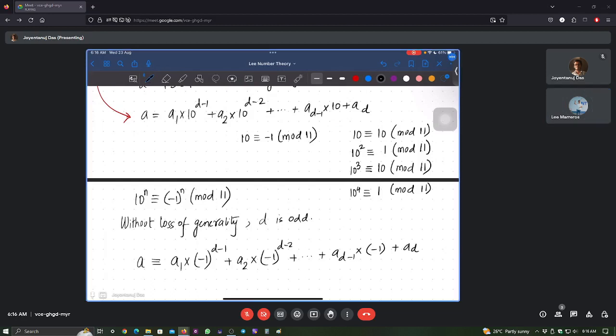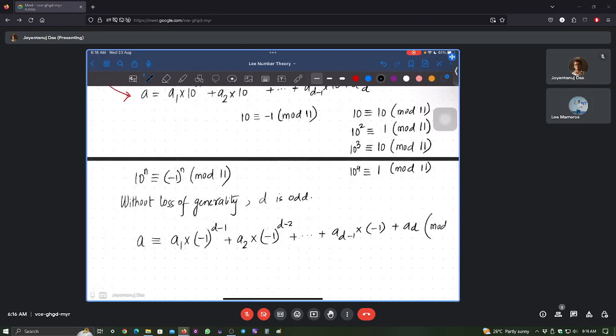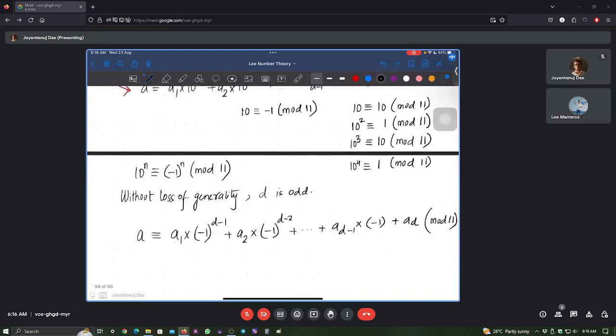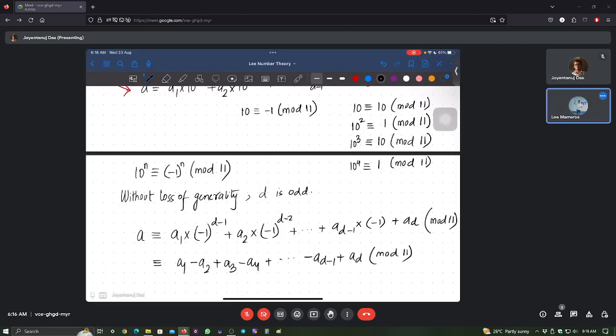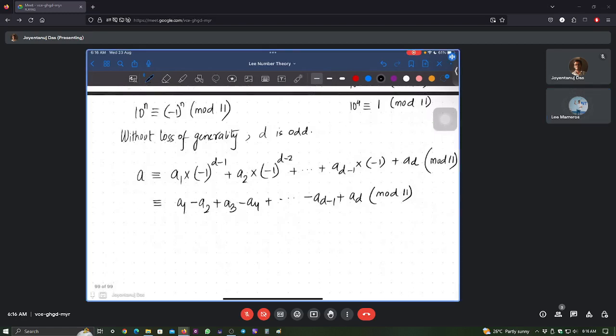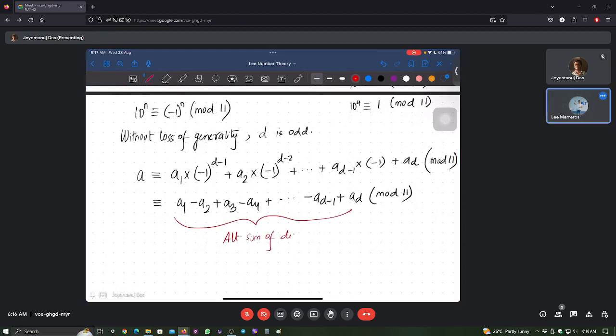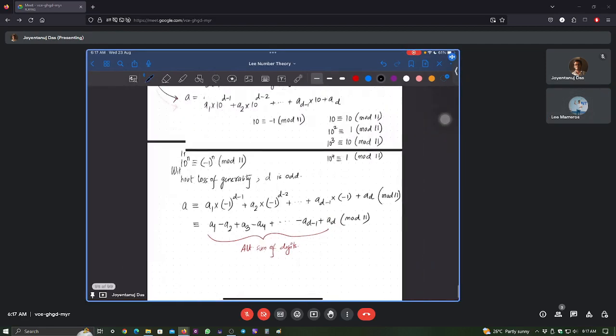Plus ad, in modulo 11. Since d is odd, d minus 1 is even. So it will be a1 minus a2, and so on, minus a(d minus 1) plus ad. This is nothing but my alternating sum of digits. So now how to prove it?